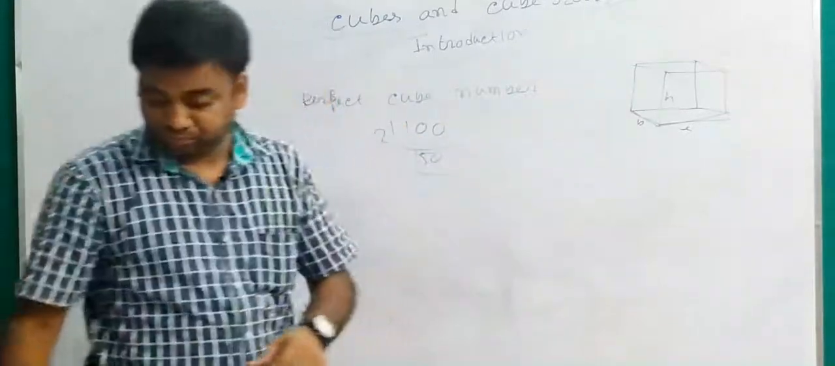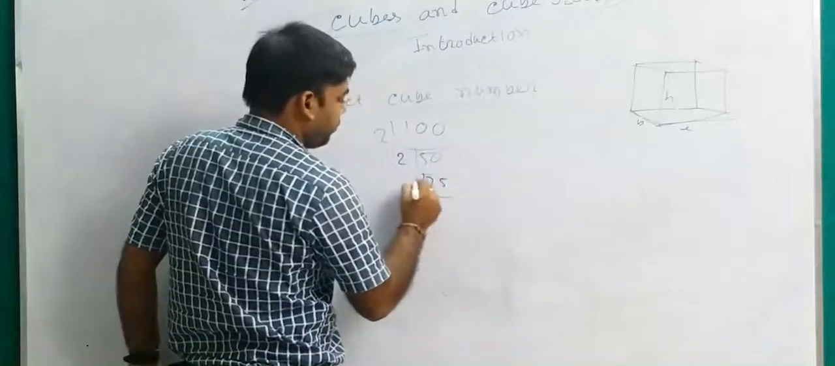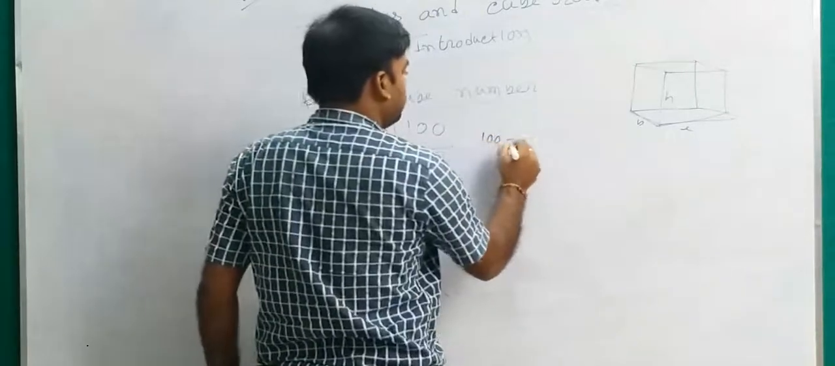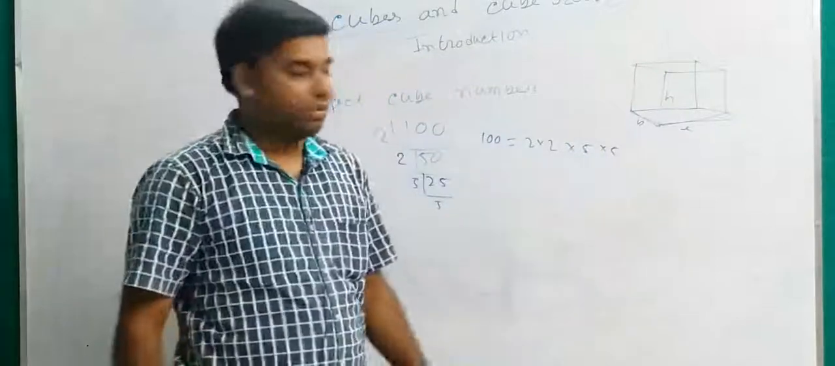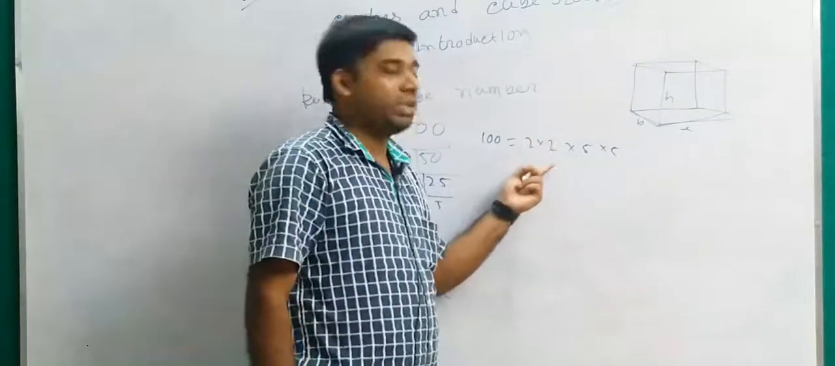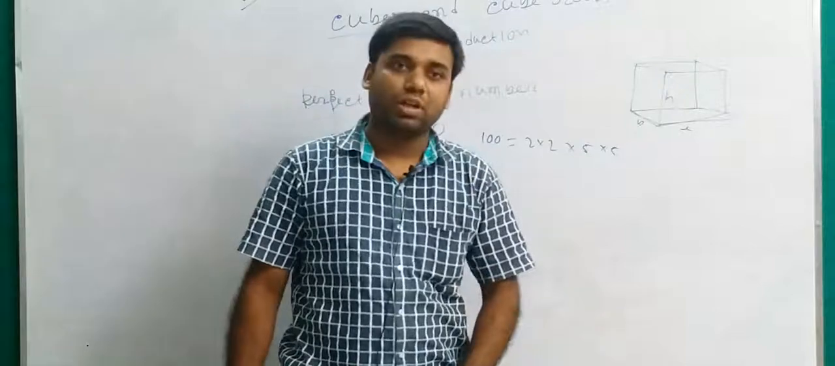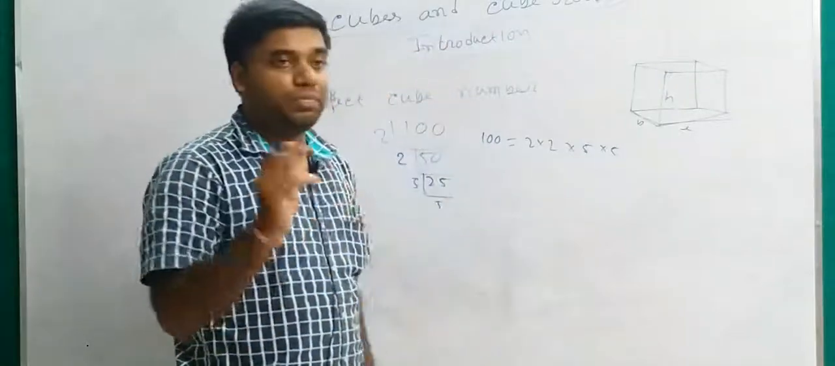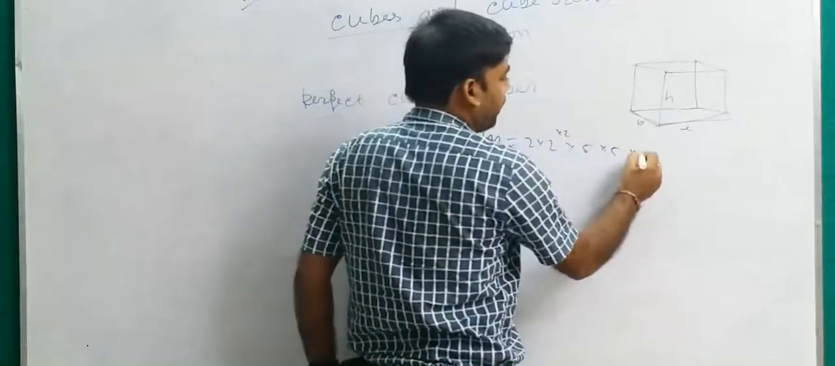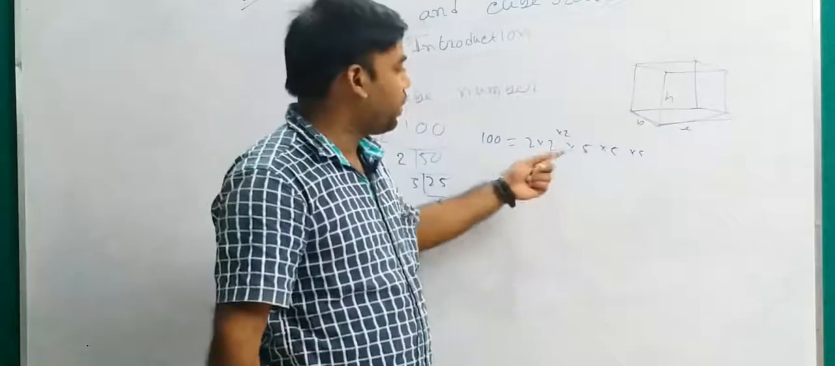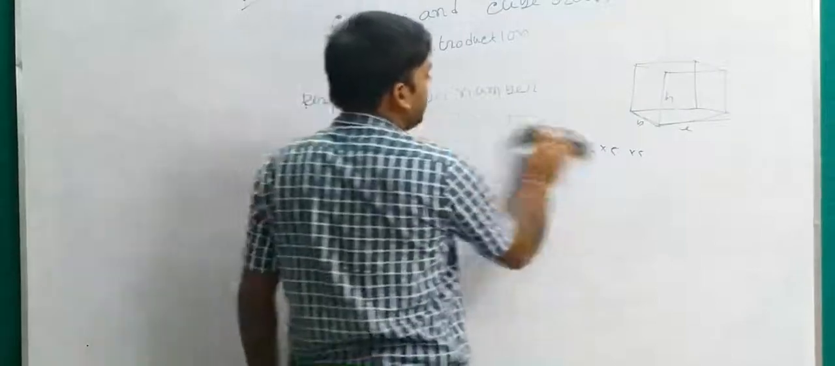250 again, 225, 5, 5. Okay, 100 equals 2 into 2 into 5 into 5, and no factor occurs 3 times. The two 2's are there, two 5's are there. We know that for a number to be a perfect cube, the product of 3 factors should be there. Here one more 2 and one more 5 should be there. If an extra 2 and an extra 5 are there, then it can be a perfect cube number. So 100 is not a perfect cube number.